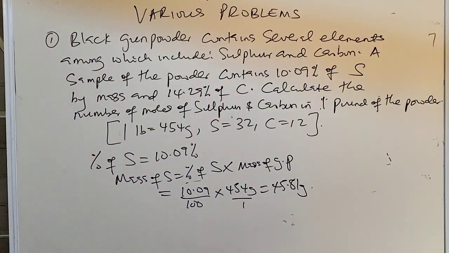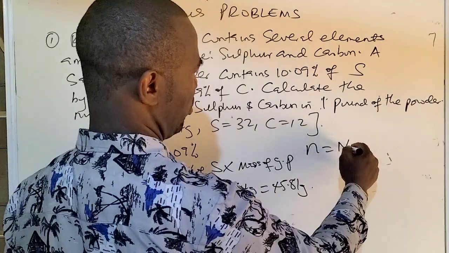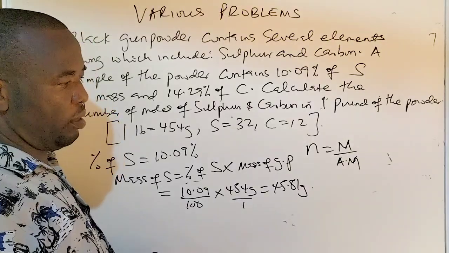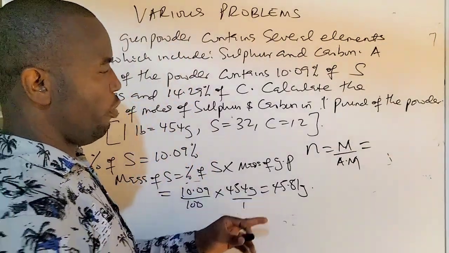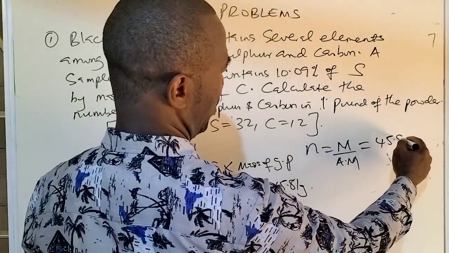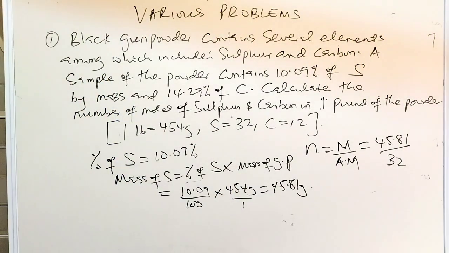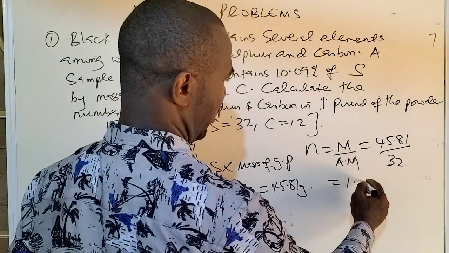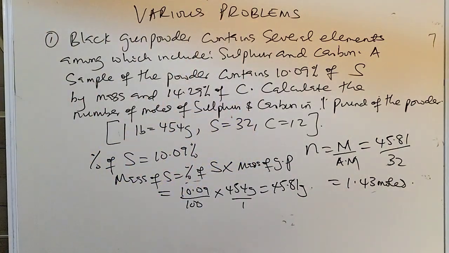So we have to find the number of moles of sulfur, which is given by mass over atomic mass, since we consider sulfur as being monatomic, not a gas. So the mass of sulfur is 45.81. The atomic mass of sulfur is 32, given to you in brackets. So we'll divide. The number of moles of sulfur is obtained as 1.43 moles of sulfur in the gunpowder.